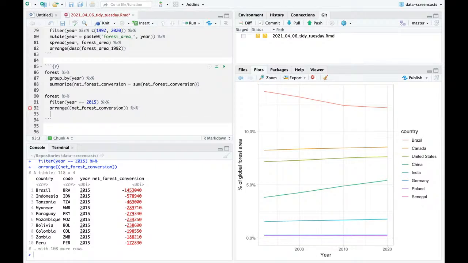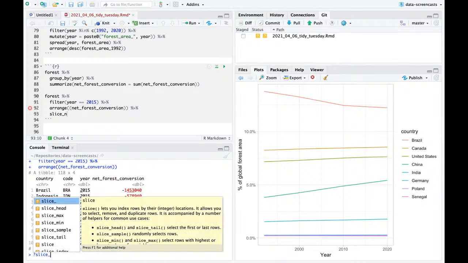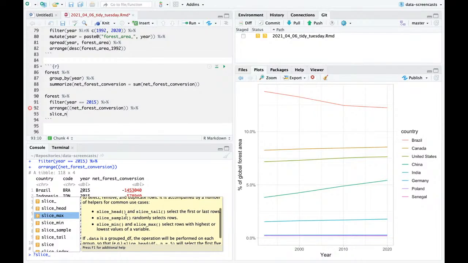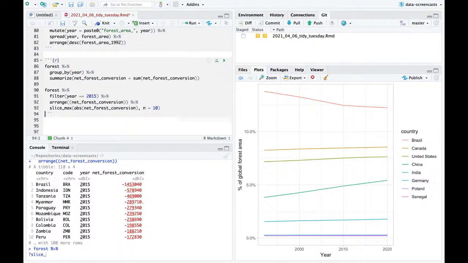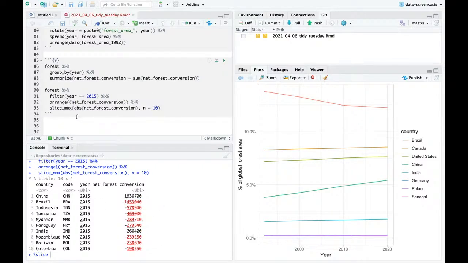So now I might want to do this as a, I used to use top N, but now I want to use slice. What is it called? There's slice max. Let's see. I want to try this out. Does this work? I actually haven't used this yet. Nice. Okay. Fantastic. This is what they're using instead of top N now, slice. I want the highest values of absolute net forest conversion. And what I do is I'd say net forest conversion, country.